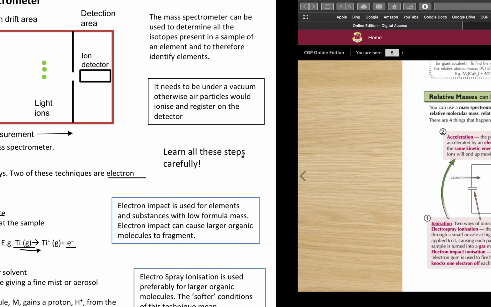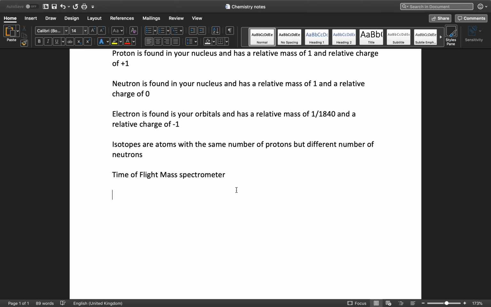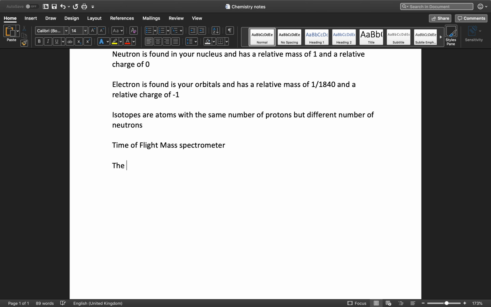So the time of flight mass spectrometer. Let me accumulate a proper definition of it. The time of flight mass spectrometer is a device that is used under vacuum conditions.